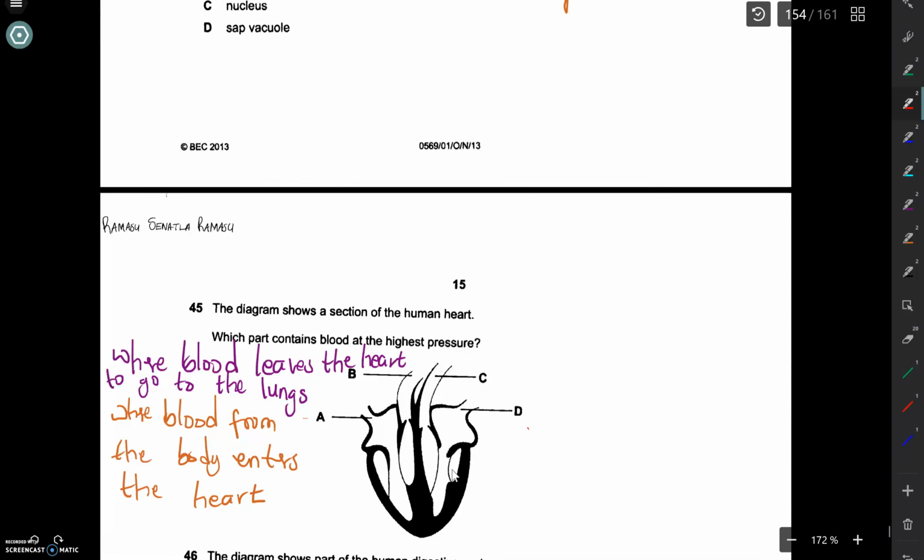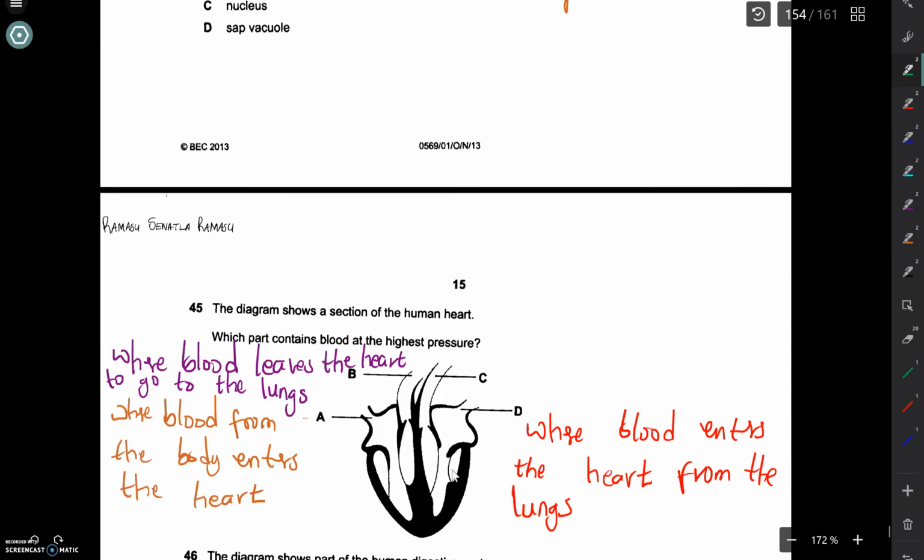D is where blood enters the heart from the lungs, right? And C is where blood leaves the heart to go to the rest of the body.